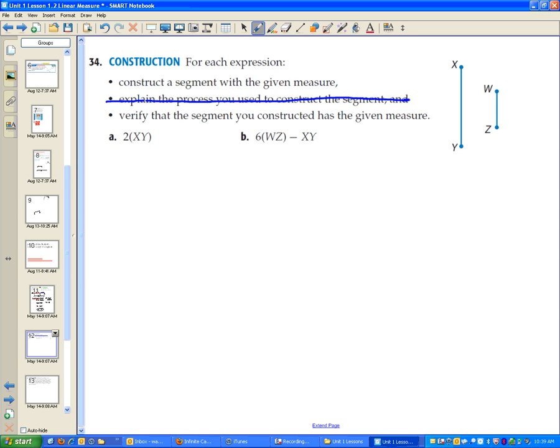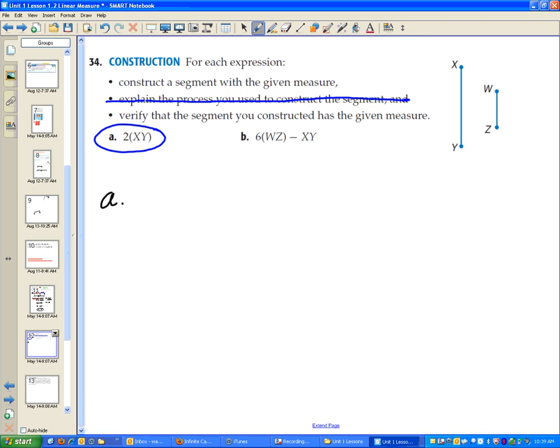On a construction, your explanation is going to be, I'm going to be able to see the marks on your paper, okay? So, look at part A here. Anybody know what that means? 34. What's that mean? 2 parentheses xy. 2 times xy. So they want us to construct a segment whose length is 2 times the length of xy. Here's how we do it. So, do this with me. Here's our answer to A.